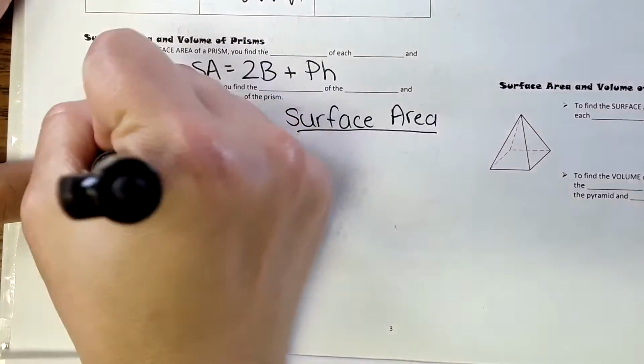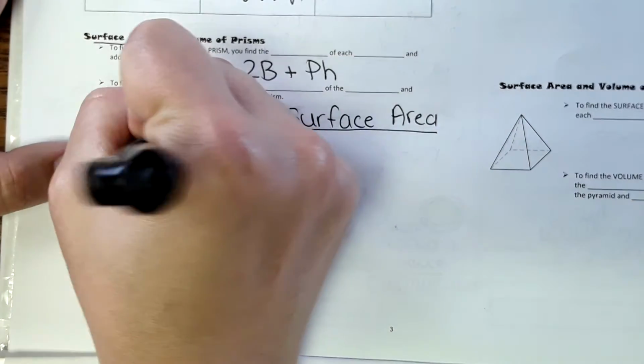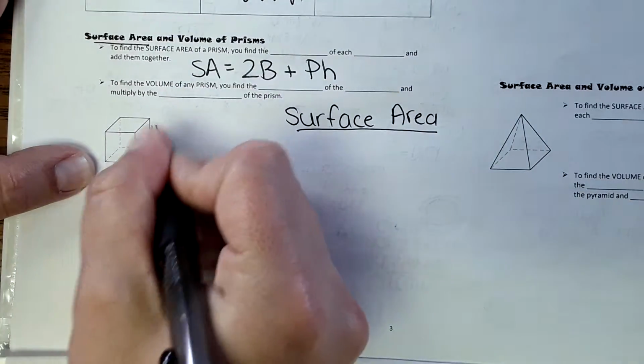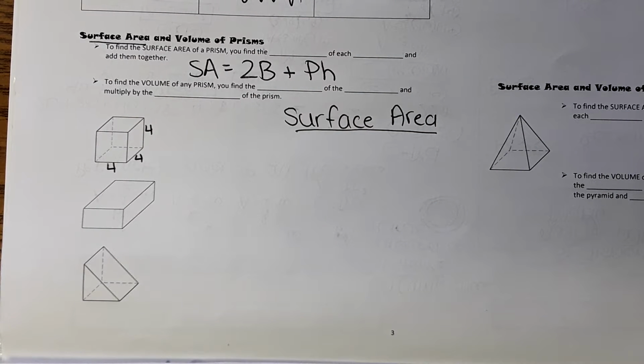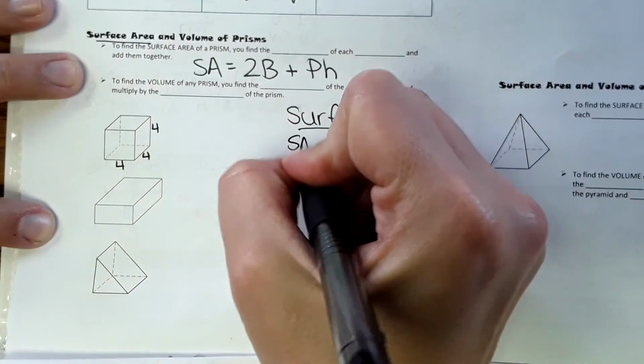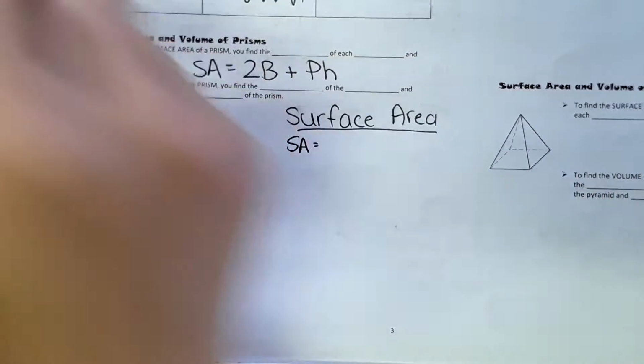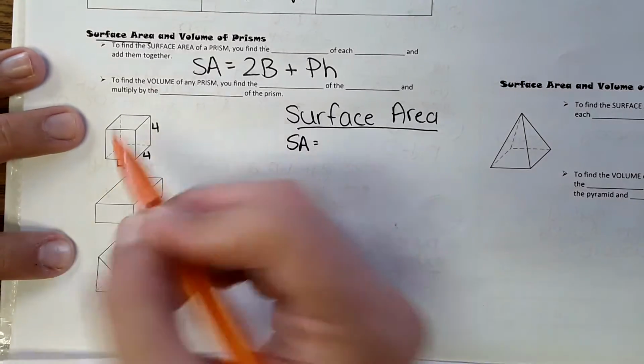So filling in dimensions for our, it looks like a cube here. So we're going to have 4 by 4 by 4. Okay, so first for surface area, we need 2 area of the bases. Now our base here is a square.